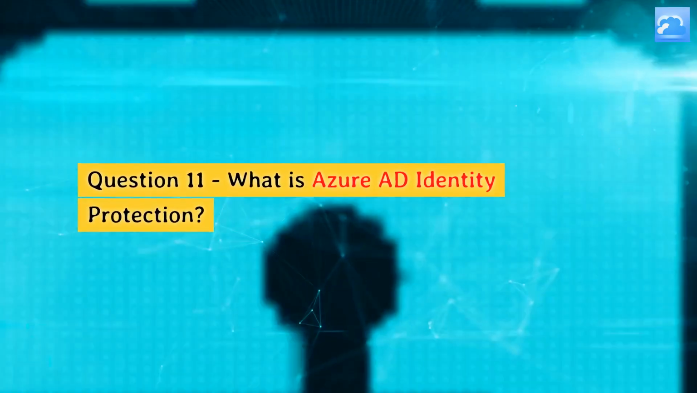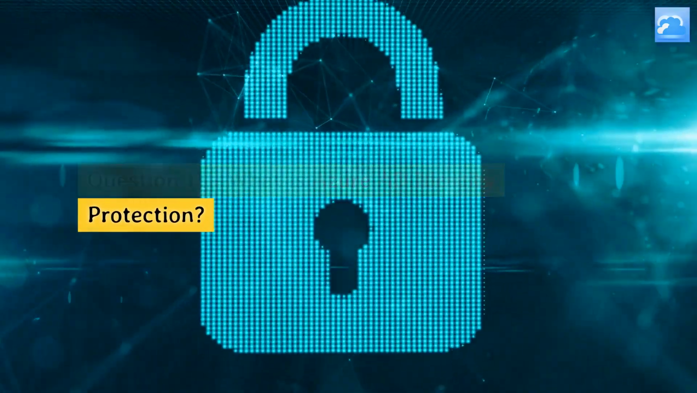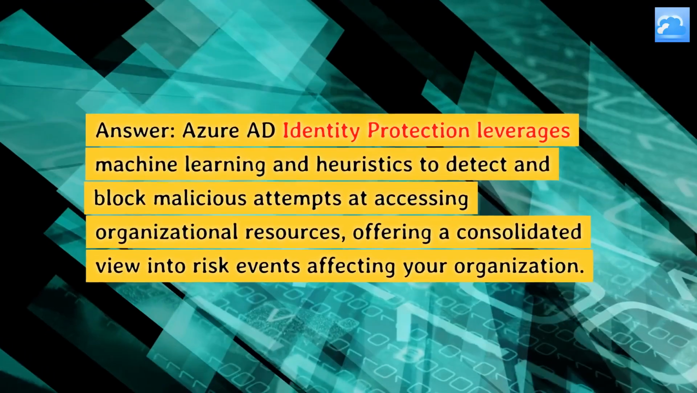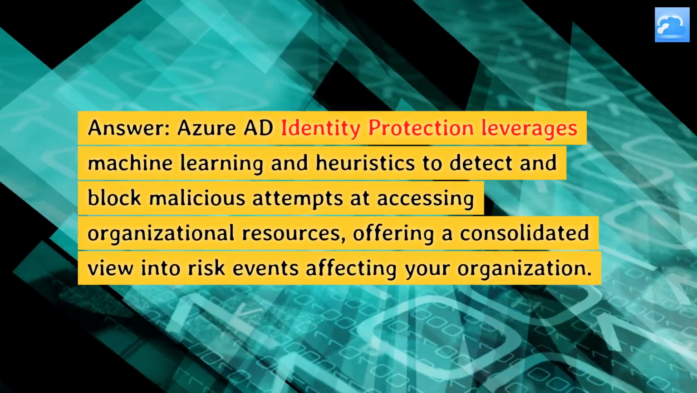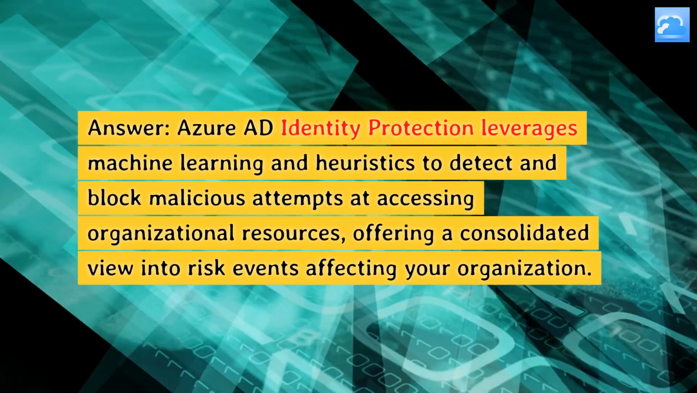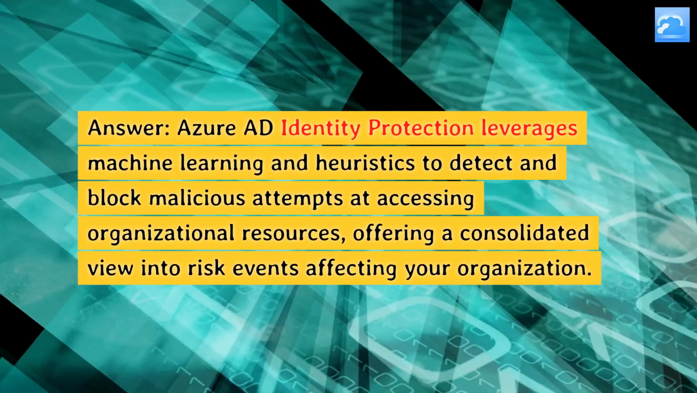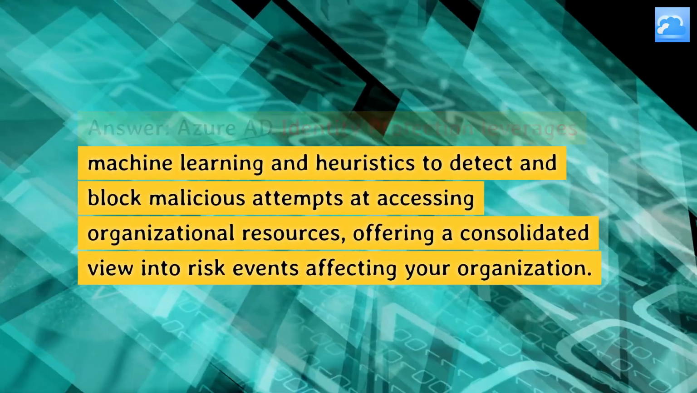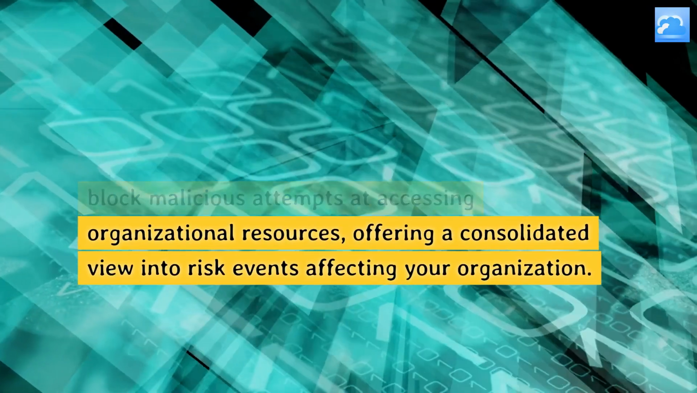Question 11. What is Azure AD Identity Protection? Answer. Azure AD Identity Protection leverages machine learning and heuristics to detect and block malicious attempts at accessing organizational resources, offering a consolidated view into risk events affecting your organization.